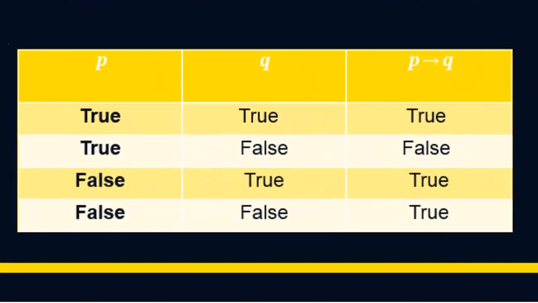If our hypothesis is true and our conclusion is true, then the conditional statement is true. If our hypothesis is true and our conclusion is false, the conditional statement is false. If our hypothesis is false and our conclusion is true, then the conditional statement is true. And last, if our hypothesis is false and the conclusion is false, the conditional statement is true.